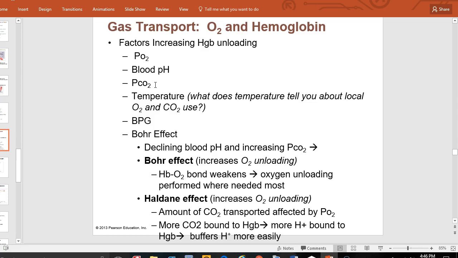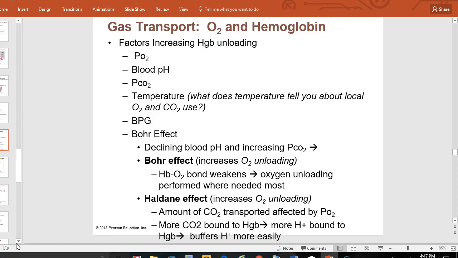And this is something that your textbook may not tell you, but kind of an interesting fact about BPG that will also help you remember why it's important, is that BPG also helps prevent the oxygen that's unloading from reattaching itself to hemoglobin. So BPG keeps the red blood cell from undoing the good work it's doing by unloading oxygen.